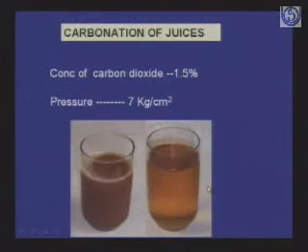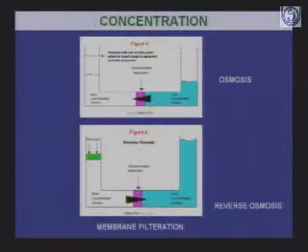Then carbonation is one other way of preservation, in which the concentration of carbon dioxide is 1 to 5% and pressure about 7 kg per centimeter square. Then there is another, advanced method, that is concentration, in which the water is partially removed. Now this is the normal method in which osmosis takes place, but in the case of concentration, membrane filters are used and the reverse osmosis method is applied.